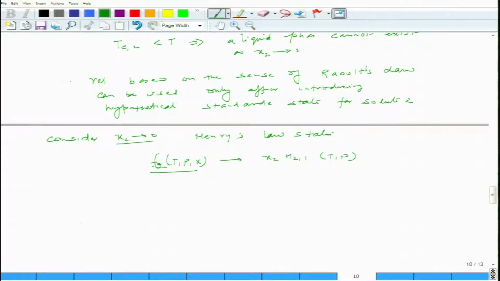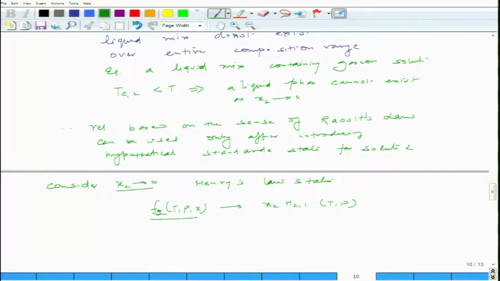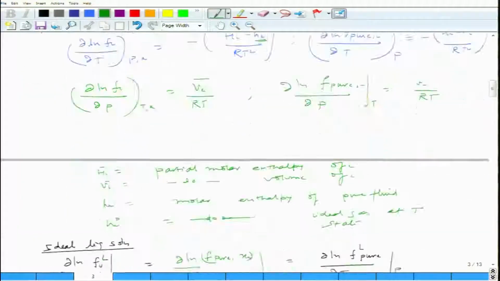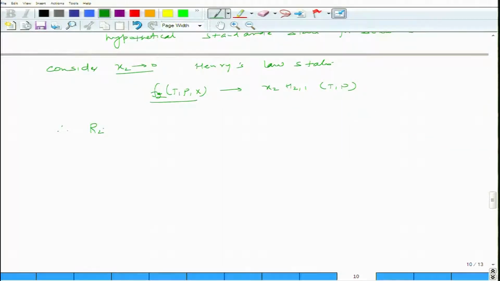Going back to the original definition of the fugacity which we came up with, if you look at this expression, what would be R2 in this case? R2 would be f2L divided by x2, where x2 approaches 0. So, R2 is equal to the limit of f2L divided by x2 as x2 approaches 0, and this is nothing but H21(T, P). So, this is the Henry's constant of solute 2 in solvent 1.